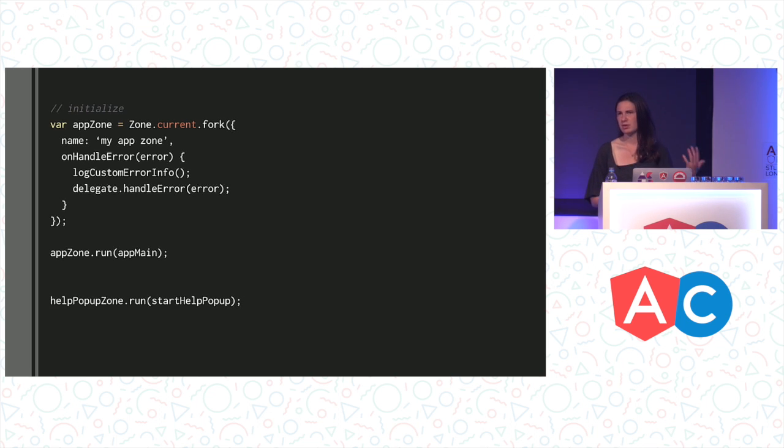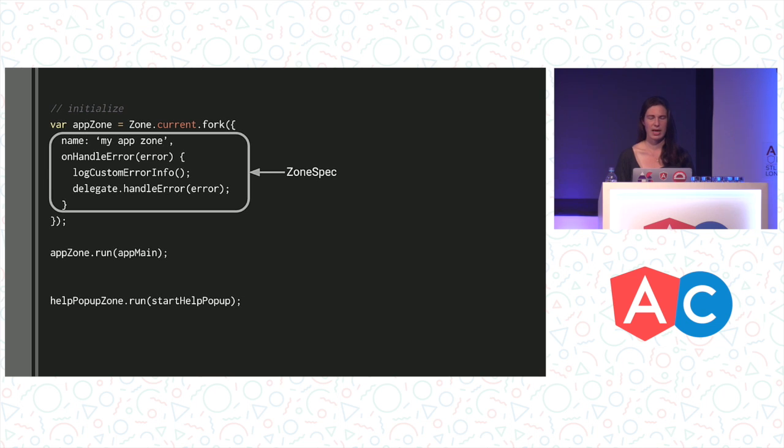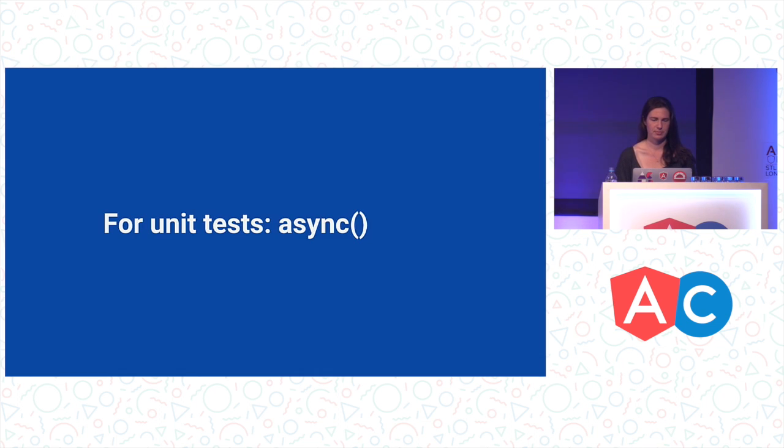So thinking about the example where you have a main application and a pop-up, you could have a custom error handler for your main application, run whatever your app's starting function is inside that zone, and then create a separate zone and run other code there. And this object that you're passing in to forking the zone is that zone spec.